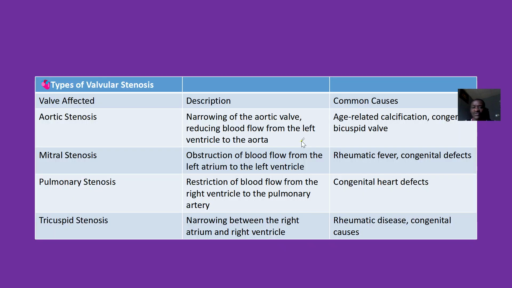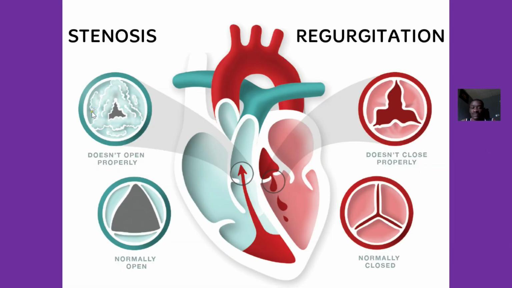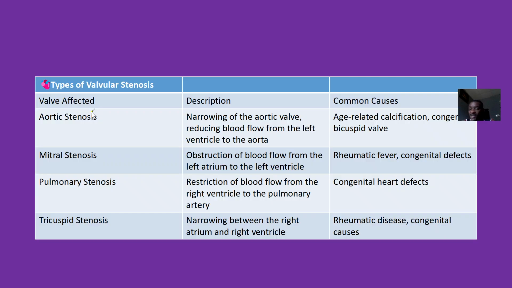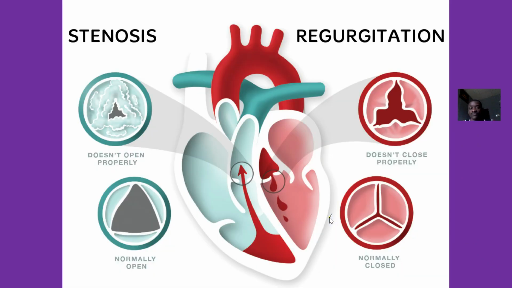For the types of valve issues, you have aortic stenosis, the narrowing of the aortic valve. Common causes are listed there. You can pause to observe the common causes. Then mitral valve stenosis, you can see. Then pulmonary stenosis, which involves the pulmonary valve, and tricuspid stenosis. For all of them you can see the common causes and the description. Those are the possible things you observe if they occur.